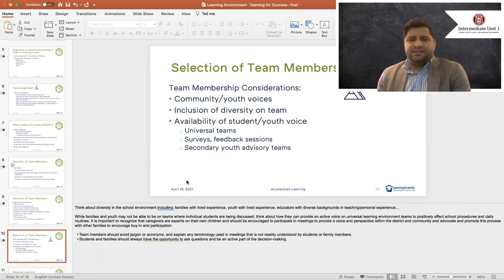So team members also should avoid using jargon or acronyms and explain any sort of terminology that is not commonly understood by a student or a family member. In education and behavioral health, we have a ton of acronyms and a ton of very technical jargon that we like to throw around. So it's really important to define what that is if we are using it, so everybody's on the same page. And we want to allow students and families the opportunity to ask questions and to have discussion, so they feel like they're an active part of the decision-making process.